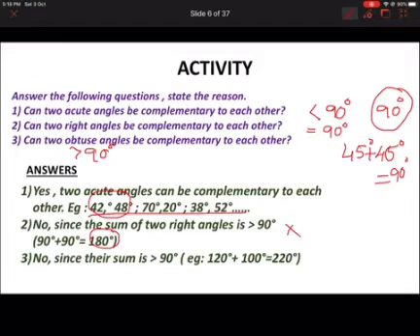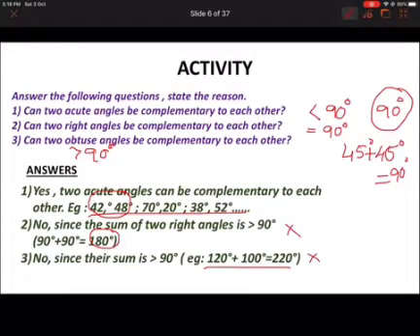Third one, can two obtuse angles be complementary? Each obtuse angle is already more than 90 degrees. Here we have taken an example: 120 degrees and 100 degrees add up to 220 degrees. But clearly our sum should be exactly 90 degrees. So in both these cases it is not possible.